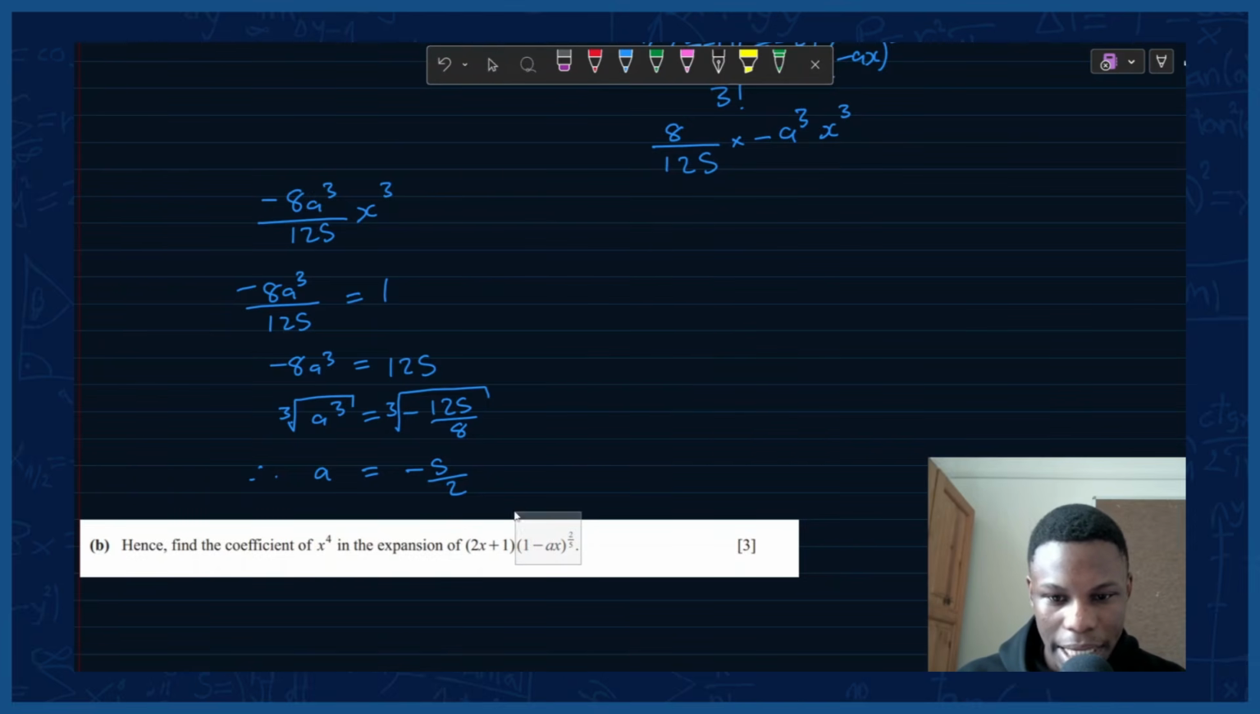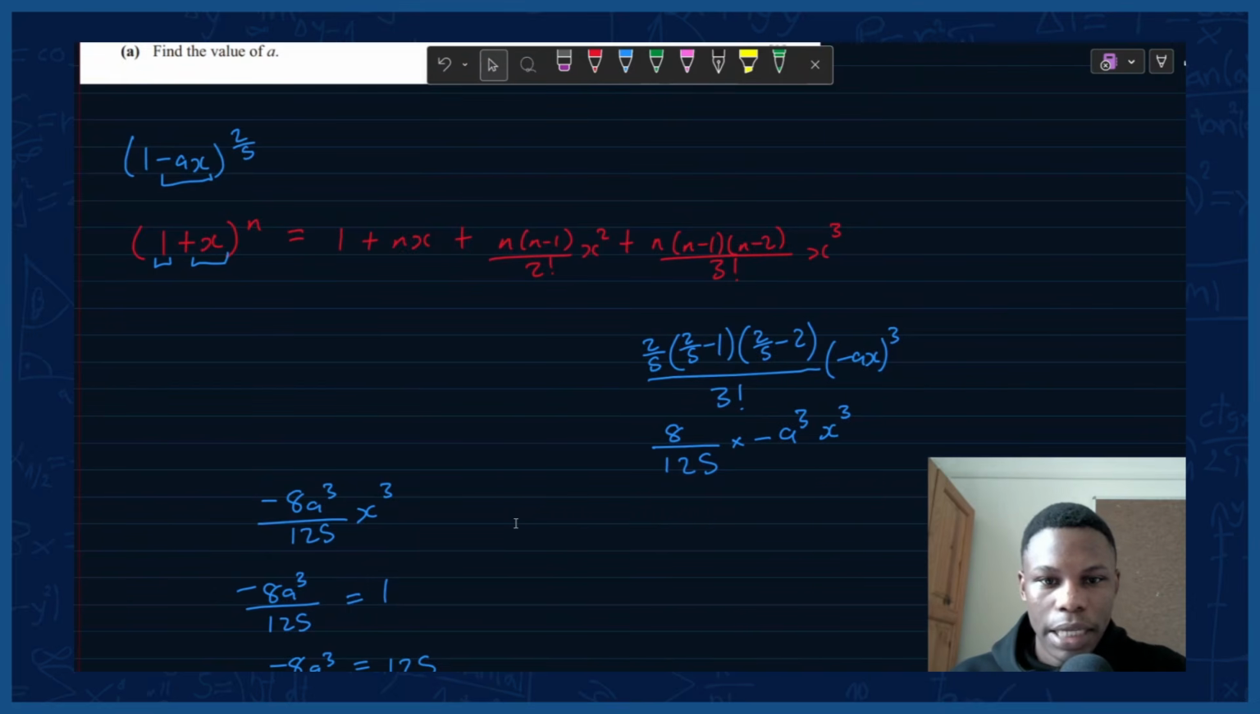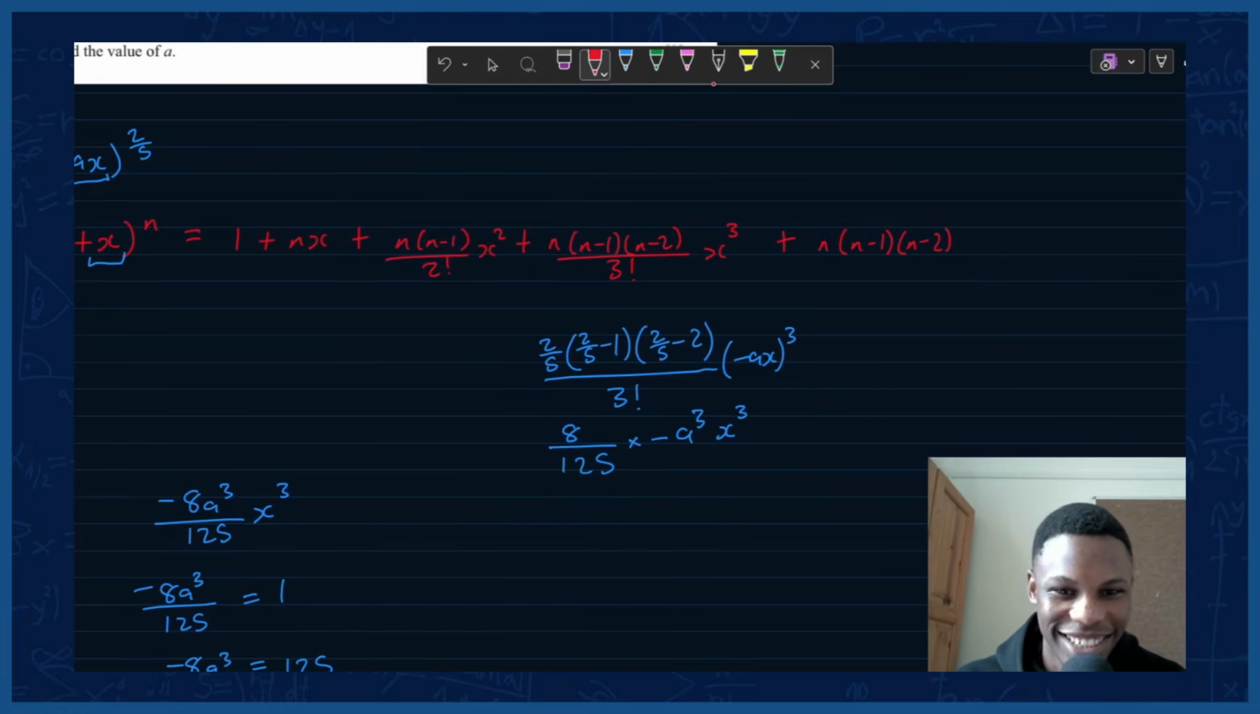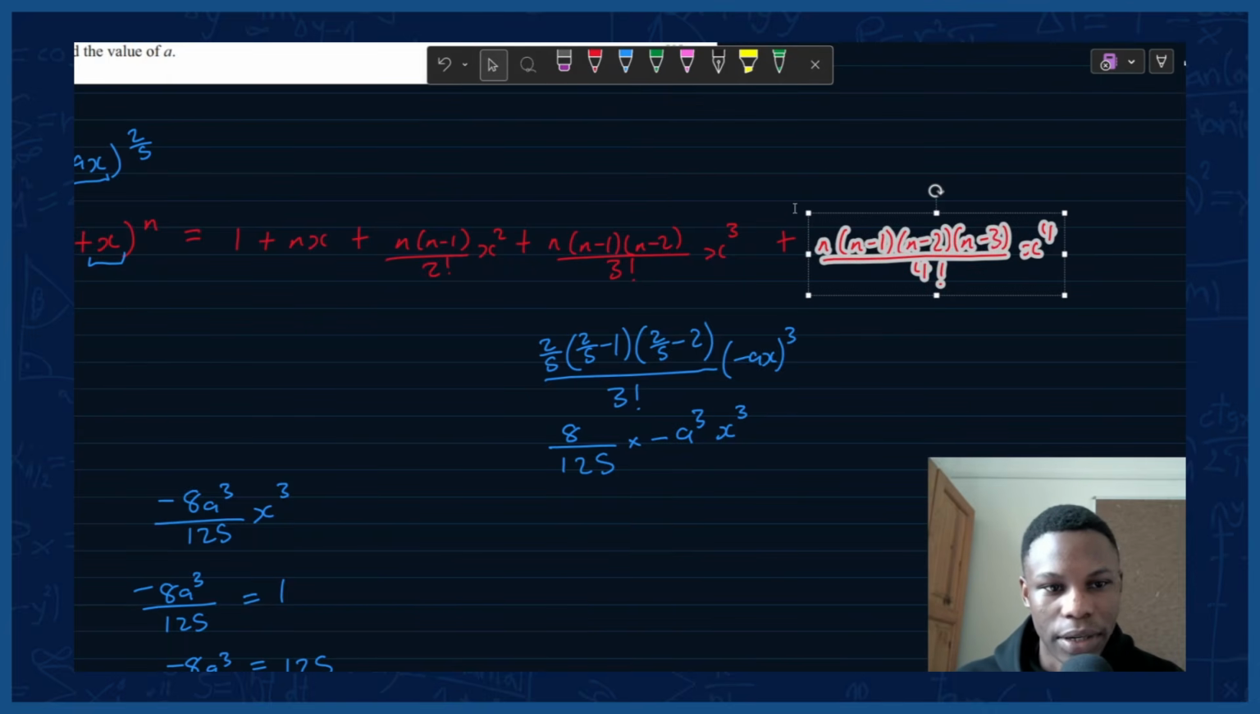However, if I also get the term in x to the 4 from this bracket multiplied by this one, I can also get a term in x to the 4. So I need to figure out what's the term in x to the 4 that I can get from this bracket. If we were to finish off our binomial expansion formula here, it would then be n minus 1 times n minus 2 times n minus 3 all over 4 factorial times x to the 4. So this is what we need to figure out.